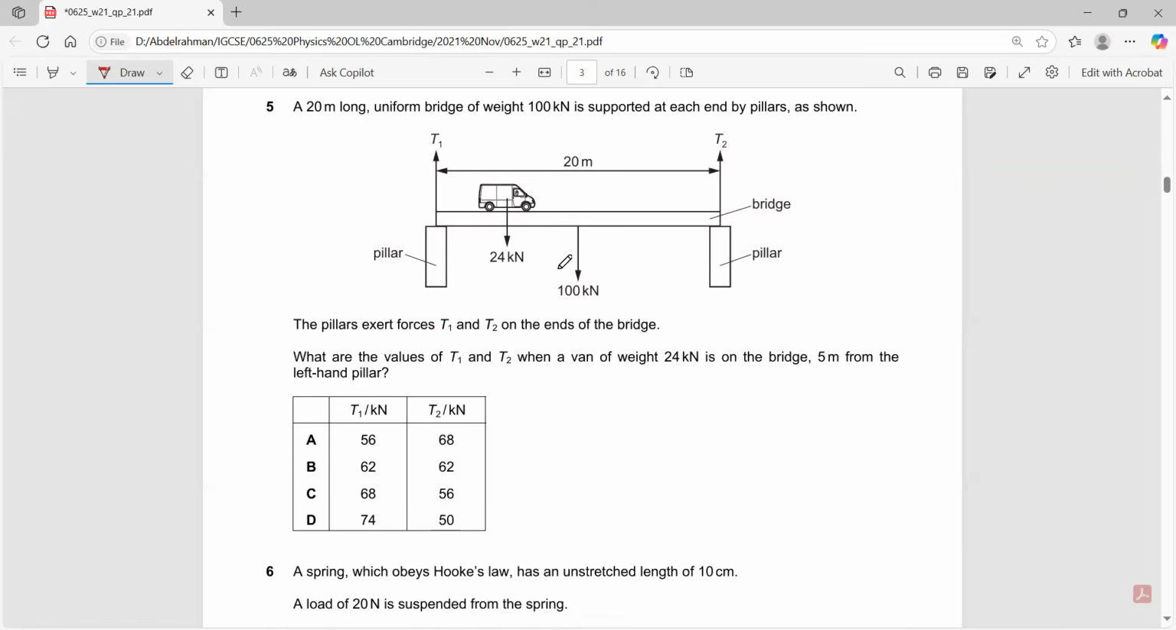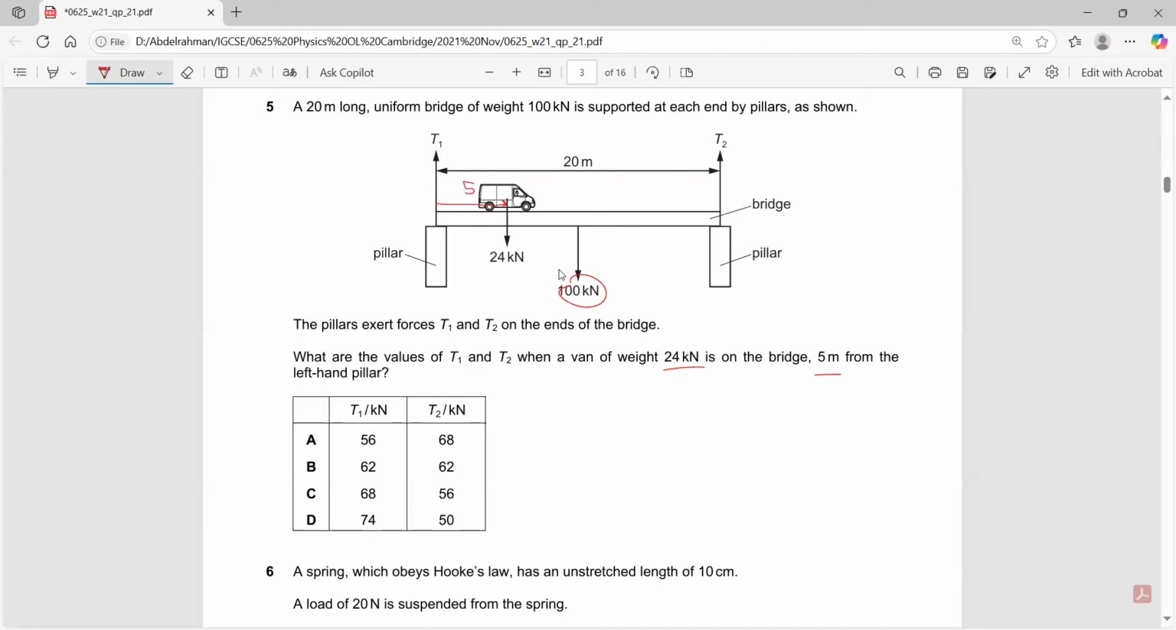A 20-meter long uniform bridge of weight 100 kilonewtons. This is the weight of the bridge. Pillars exert forces T1 and T2. So you have the van, which is 24 kilonewtons, 5 meters from the left-hand pillar. From the left, this is a distance of 5 meters, right?